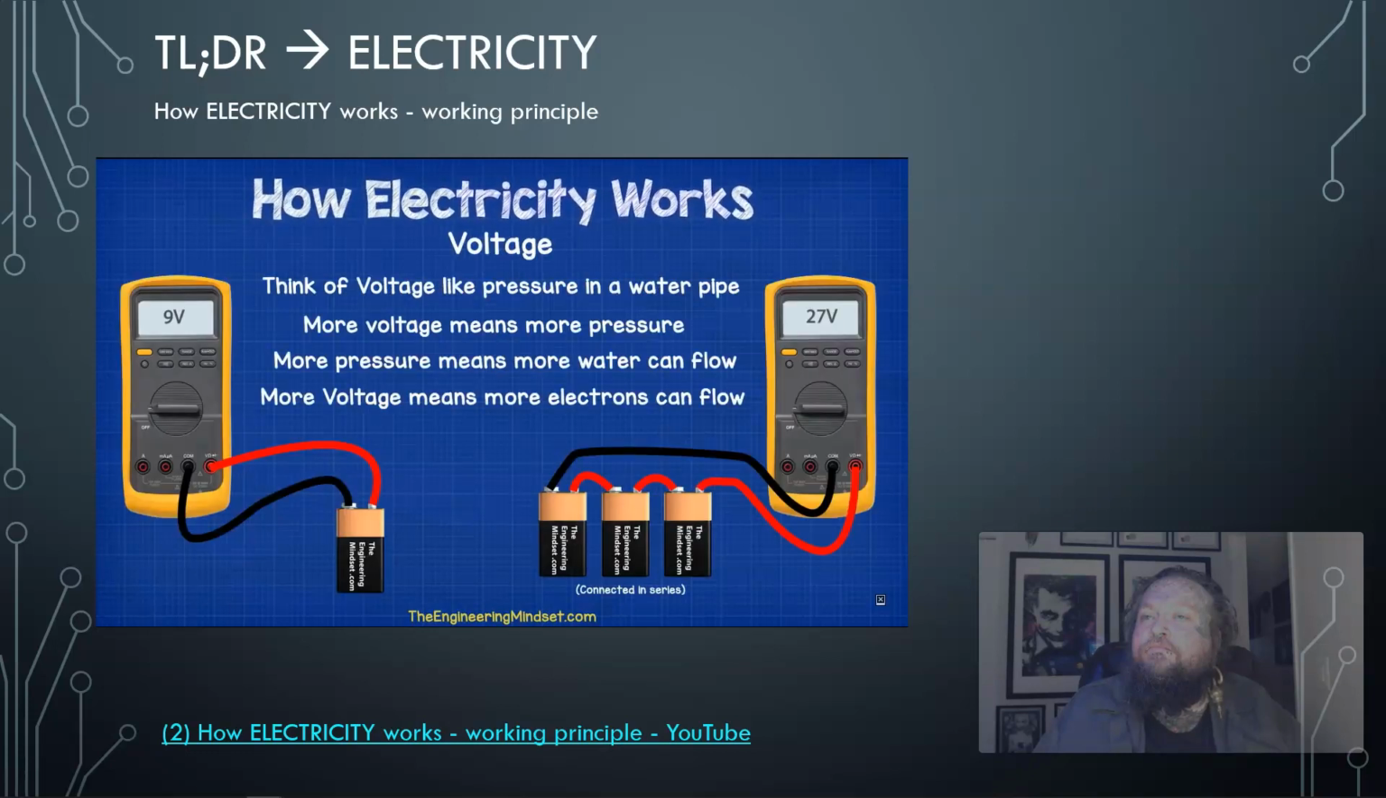Voltage is a pushing force of electrons within a circuit. It's like pressure in a water pipe. The more pressure you have, the more water can flow. The more voltage you have, the more electrons can flow.